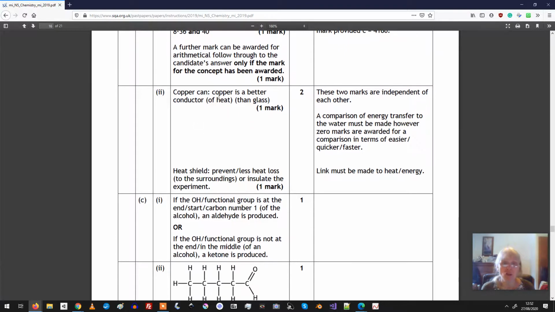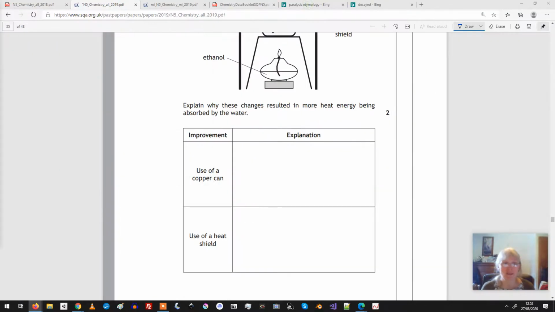Right. Copper can is a better conductor than the glass. Oh, I would have forgotten to say than the glass. And the heat shield prevents less heat loss to the surroundings. Yeah, I would have got that one. Can be quite tricky to get the right phrasing.